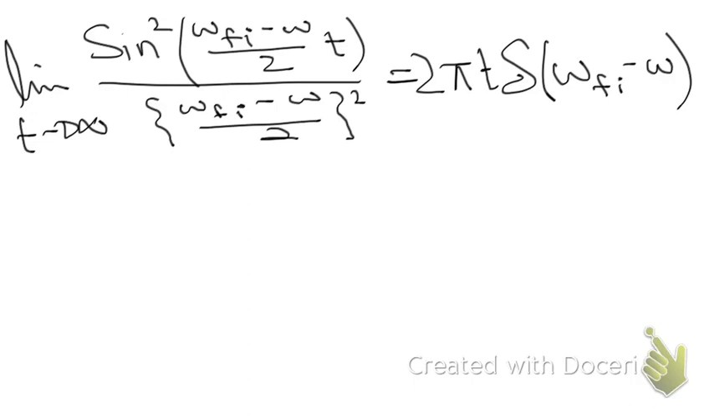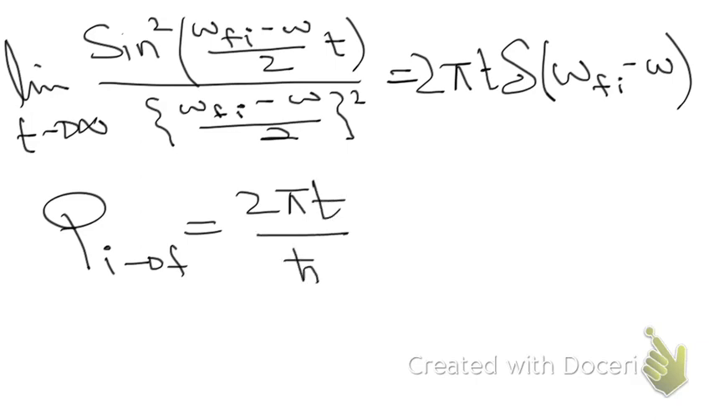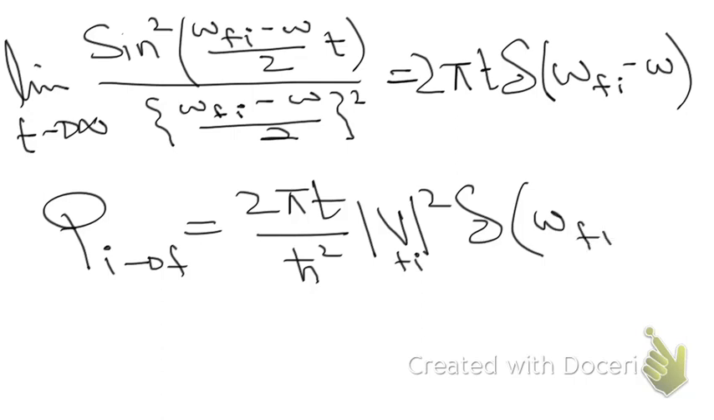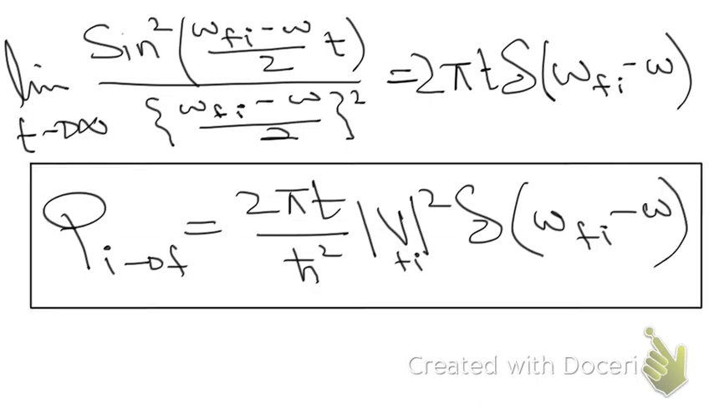Right, and with this delta condition, we can simplify our probability of transition as being equal to 2 pi t over h bar squared times |V_fi| squared, times my delta function, that is delta of omega_fi minus omega. So this is the probability. And where did I get this from?